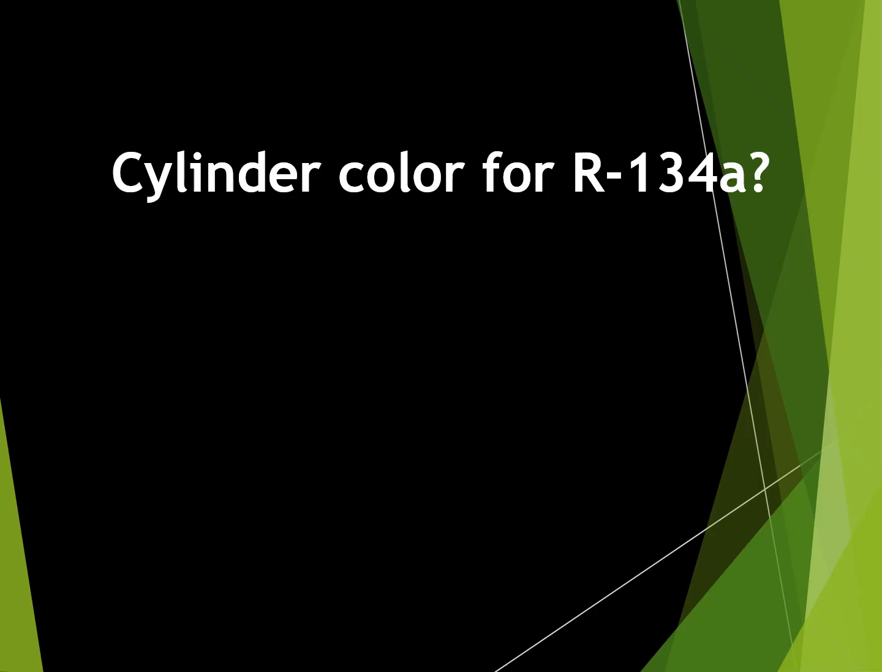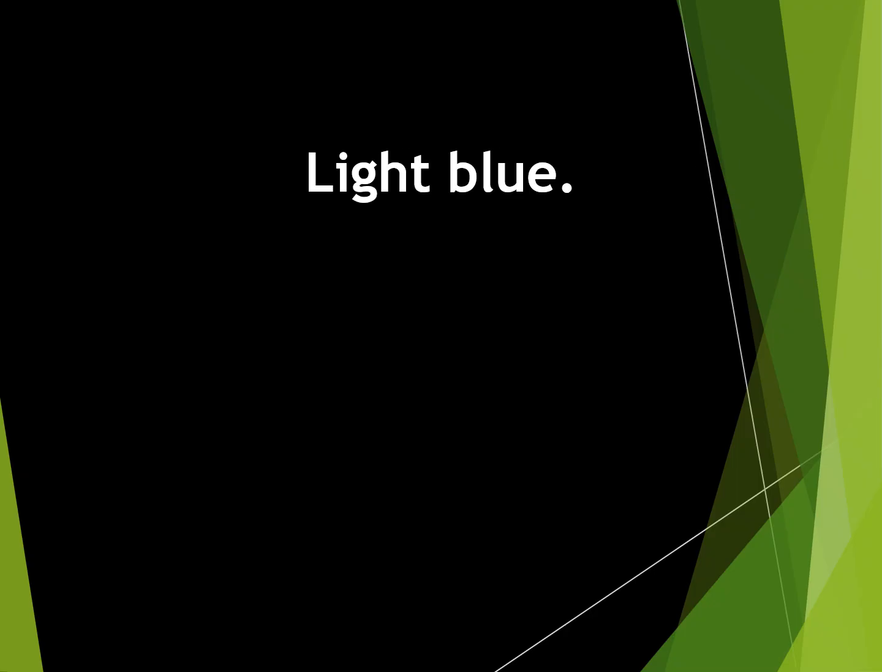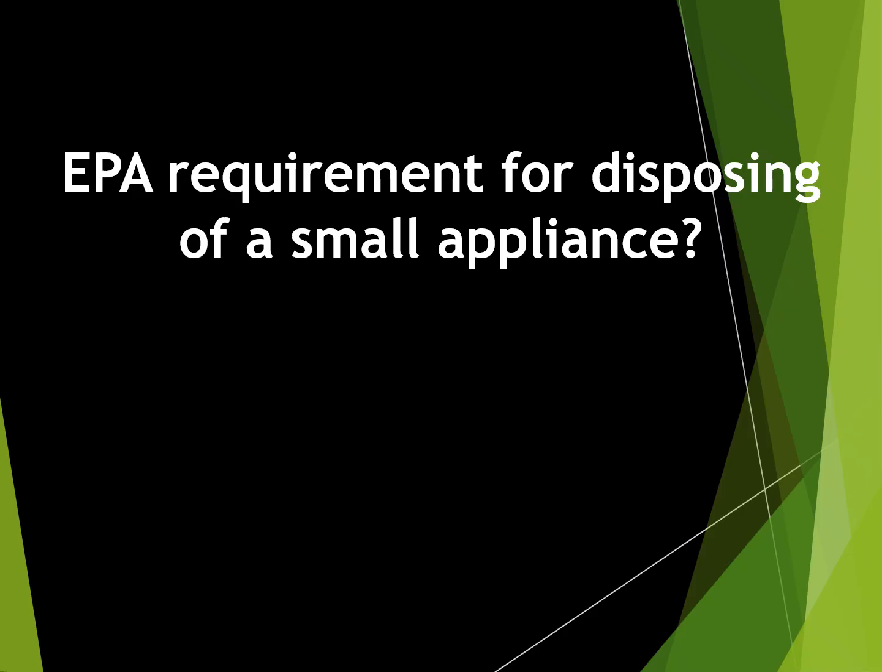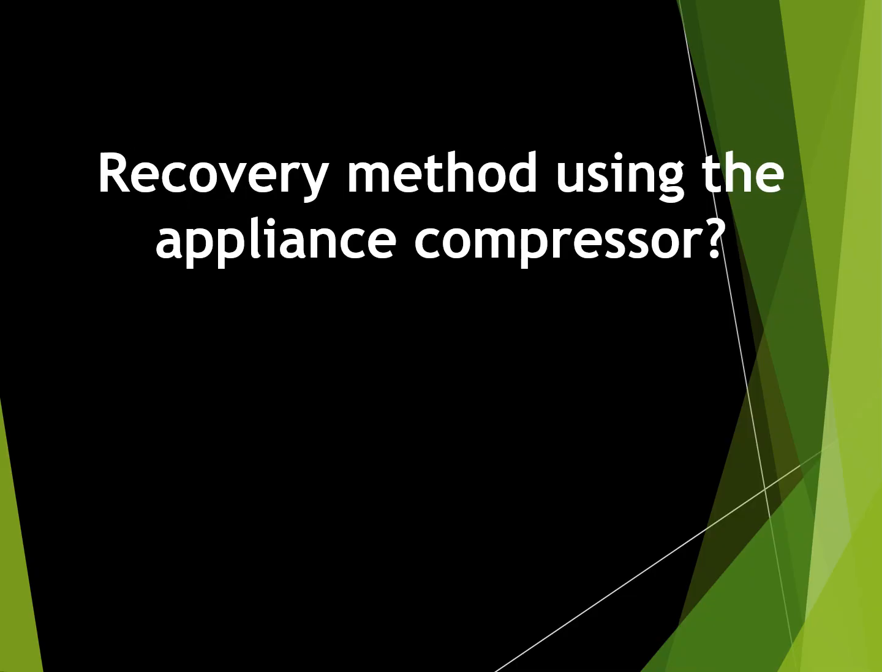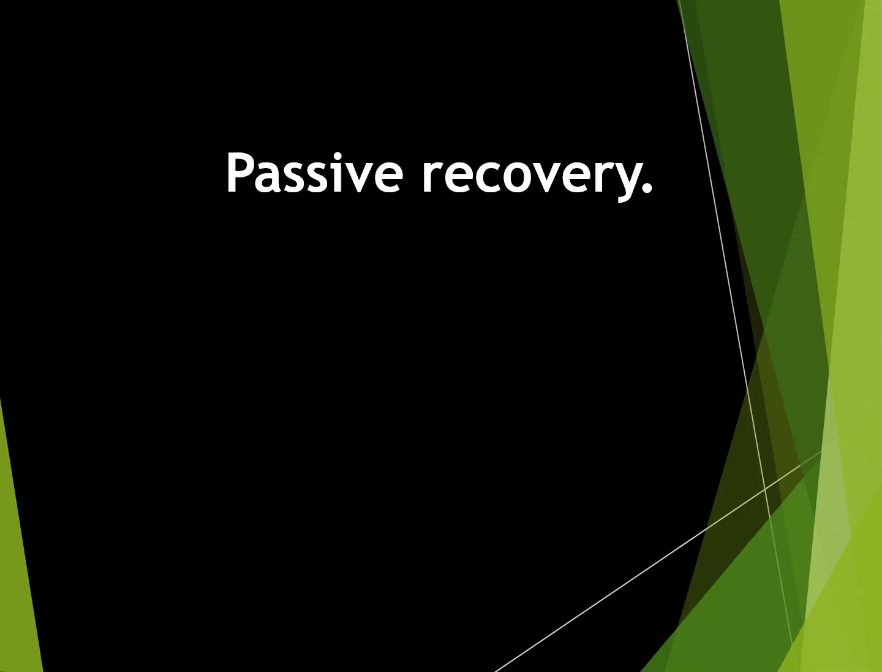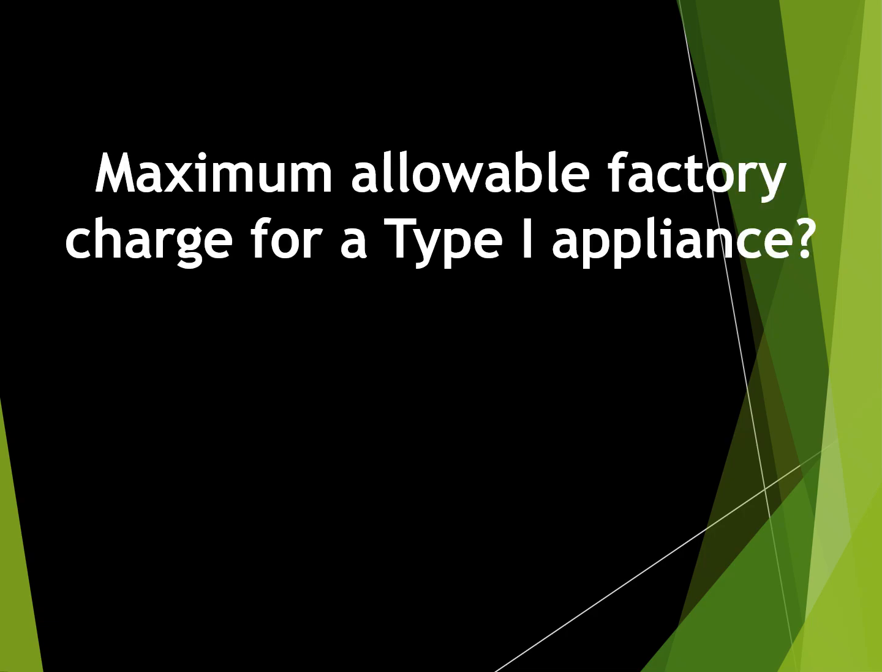Cylinder color for R134A. Light blue. EPA requirement for disposing of a small appliance. Refrigerant must be recovered before disposal. Recovery method using the appliance compressor. Passive recovery. Maximum allowable factory charge for a Type 1 appliance. 5 pounds.